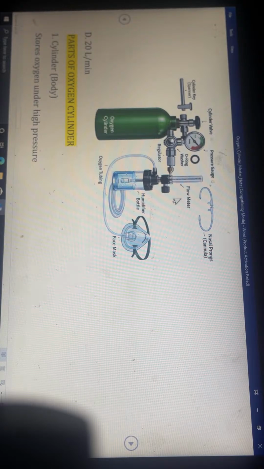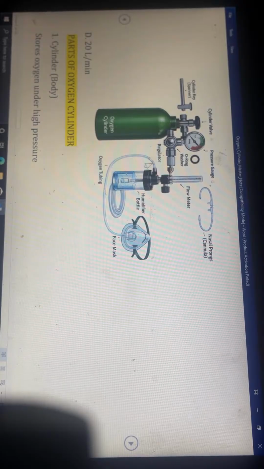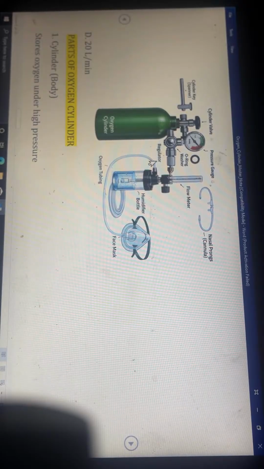Whenever you see a flow meter, children have their own liter per minute flow, and adults have their own liter per minute flow. So this is the flow adjuster, used to adjust the flow either for children or for adults. This is the humidifying cup that contains sterile water to moisten the air. This is the regulator that regulates the pressure leaving the oxygen cylinder.